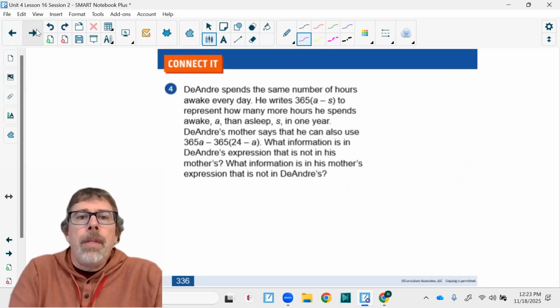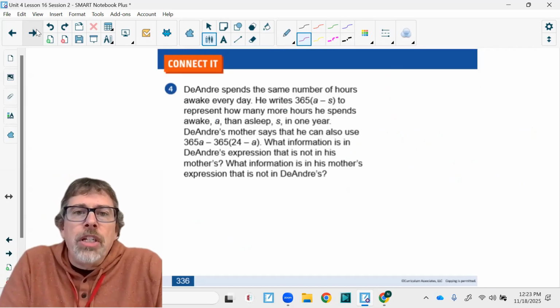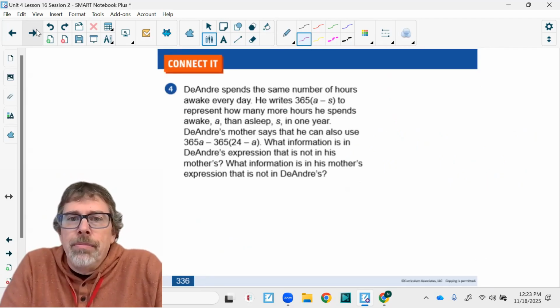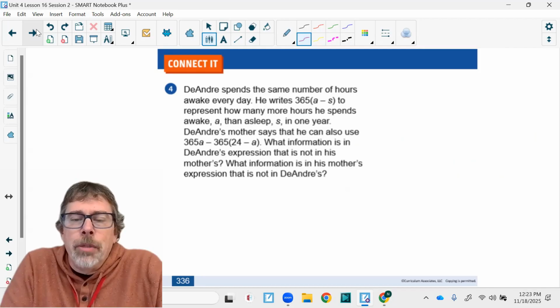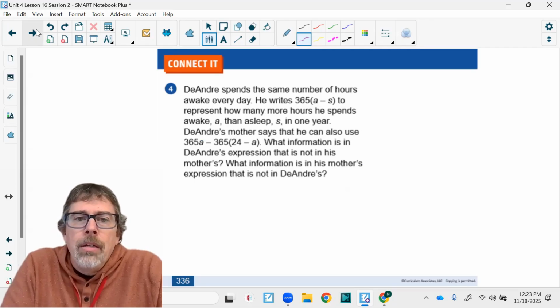Okay, next. DeAndre spends the same number of hours awake every day. He writes 365, the number of days in a year, parentheses, A minus S, to represent how many more hours he spends awake, A, than asleep, S, in one year. DeAndre's mother says that he can also use 365 times A minus 365 times 24 minus A. What information is in DeAndre's expression that is not in his mother's?